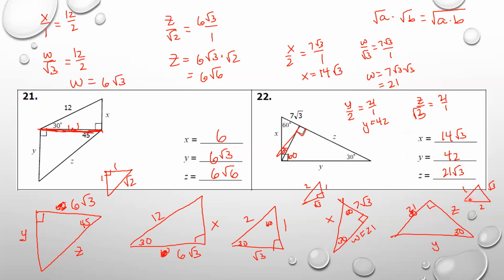So I redrew my 30, 60, 90 triangle right above, short leg 1, long leg root 3, hypotenuse 2. So I did Y first. Y corresponded to 2, and 21 corresponds to 1. Cross multiply, and there's the 42. Z corresponded to root 3. 21 still corresponds to 1. Cross multiply, and you get 21 root 3. Isn't that fun? I liked that problem.